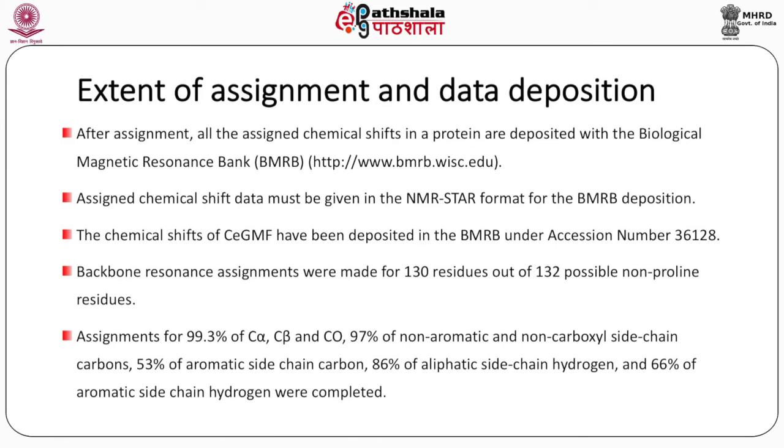Now the extent of assignment and data deposition. After assignment, all the assigned chemical shifts in a protein are deposited with the Biological Magnetic Resonance Bank, BMRB, and its website is given. This is hosted at the University of Wisconsin. Assigned chemical shift data must be given in the NMR-STAR format for the BMRB deposition.